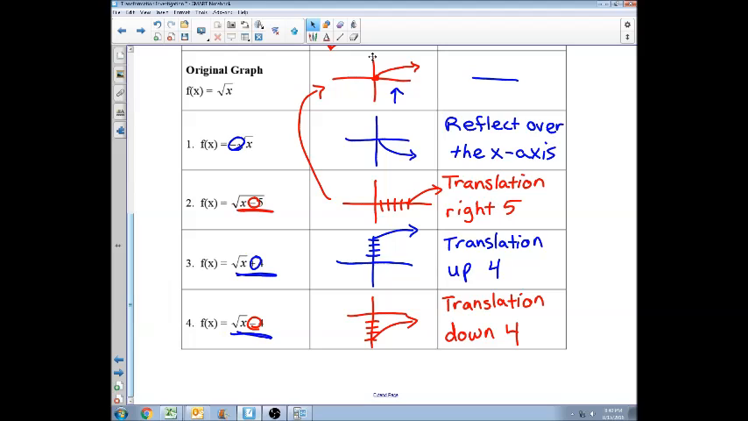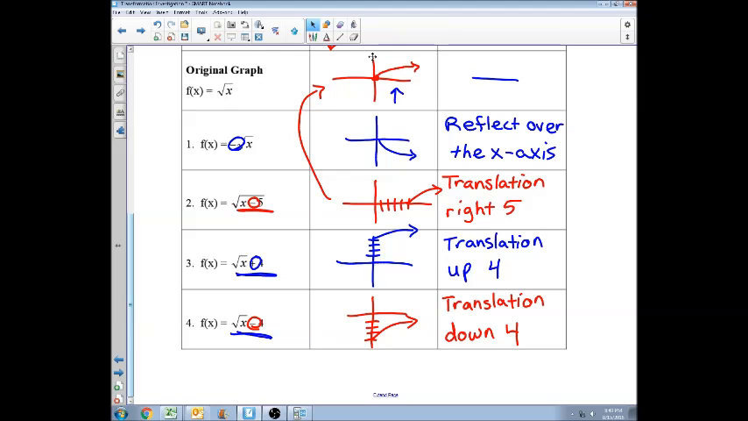All right, so that is the end of our lesson. If you remember the fact that our translations work like this. Anything inside the parentheses or underneath the square root sign will move our graph left and right, and we will go opposite the sign. You will be fine with those. Any number that's outside the parentheses will move our graph up and down. And we will follow the sign if it's outside the parentheses. You'll be okay with those.